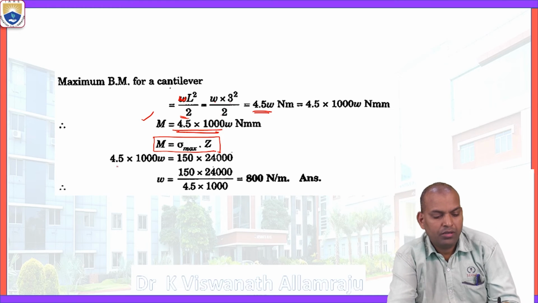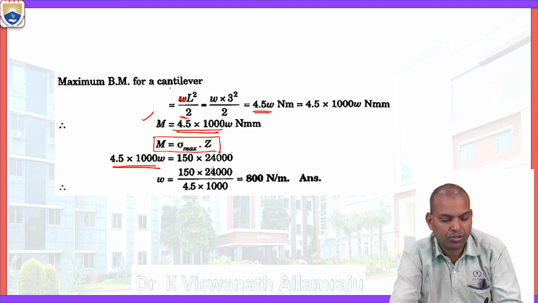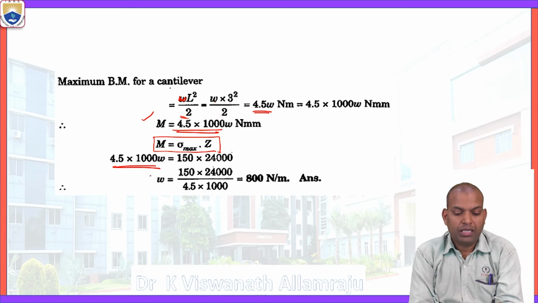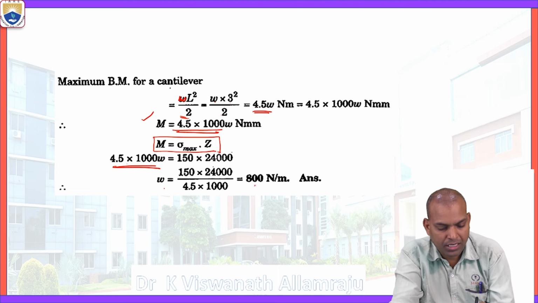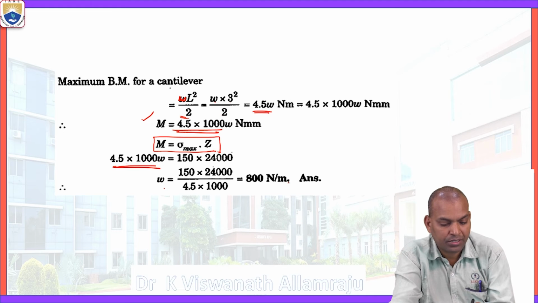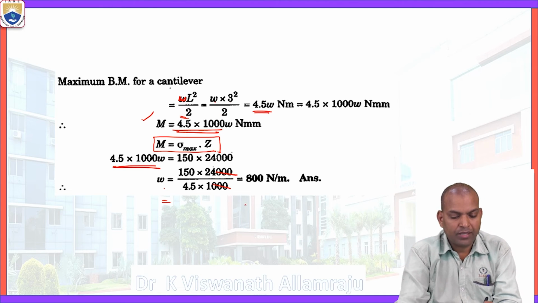Let us substitute here. 4500 W, that is 4.5 times 1000 W. Sigma maximum is 115 Newton per square millimeter, and section modulus Z is 24,000 cubic millimeter. Then W equal to 115 into 24,000 by 4.5 times 1000. This is 800 Newton meters. After simplification, the 3 gets cancelled, and you get the value in terms of millimeters, which is converted into meters. Then the value is 800.